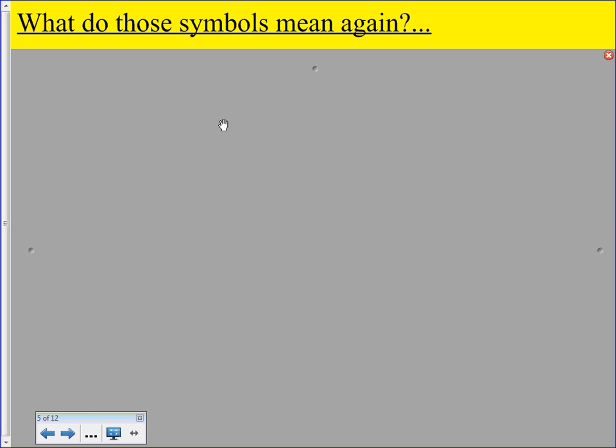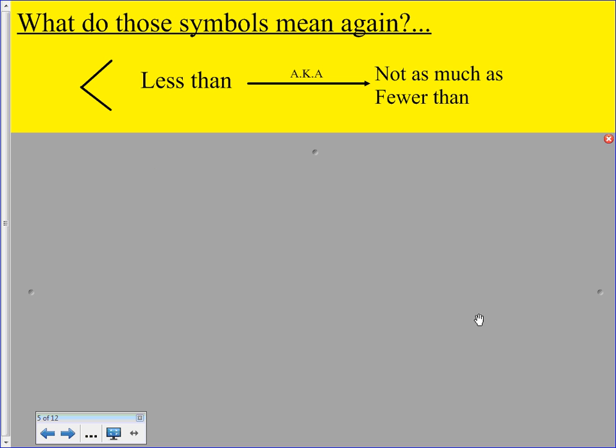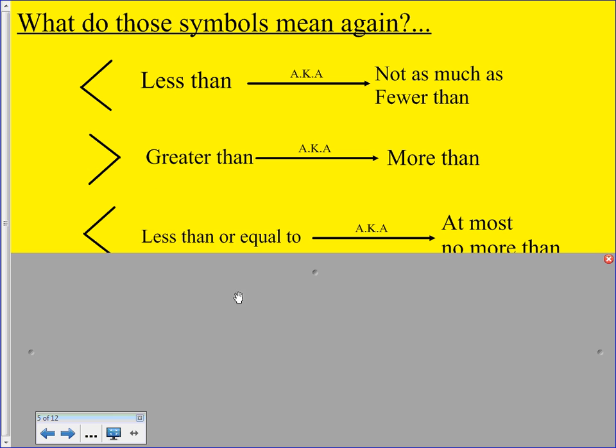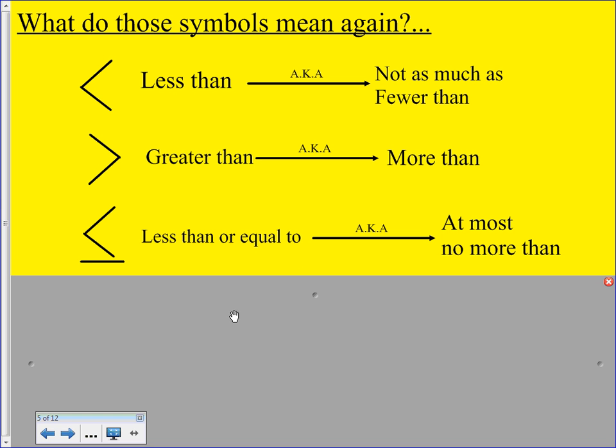So let's talk about these symbols because I think that they are really, really important to understand. Because remember when I told you about that column, that it tells us how we can use them. So when we're talking about less than symbols, we're talking about looking for words like not as much as or fewer than. When we're talking about greater than, the greater than symbol, we're talking about anything meaning more than. When we're talking about less than or equal to, we're looking for words like at most or no more than.